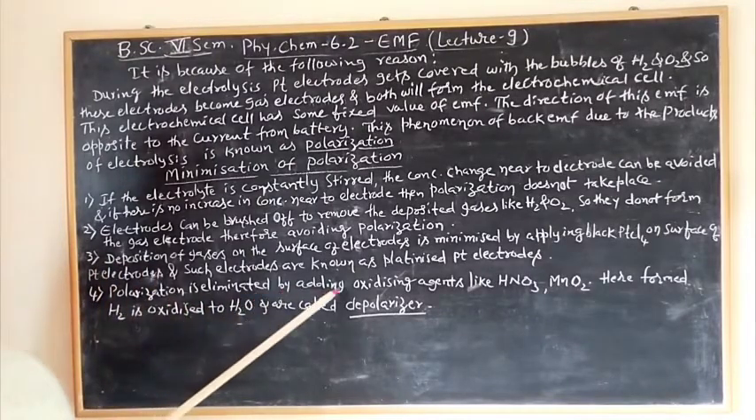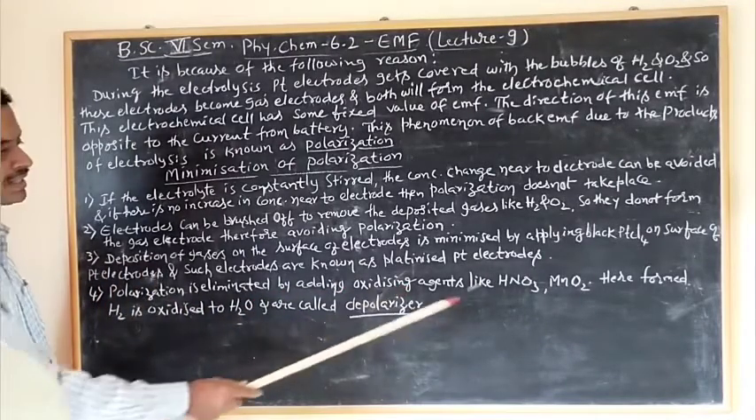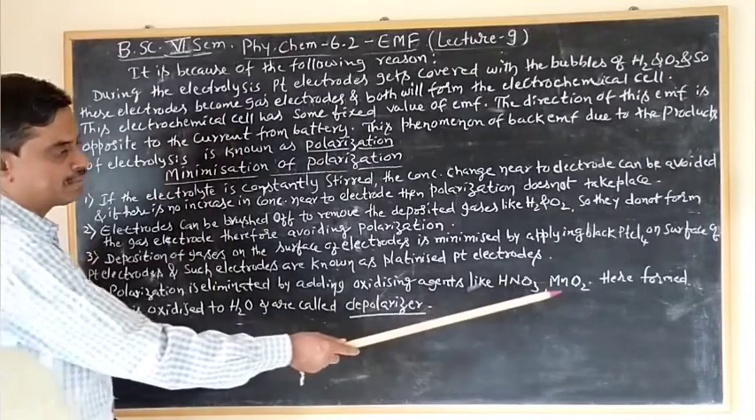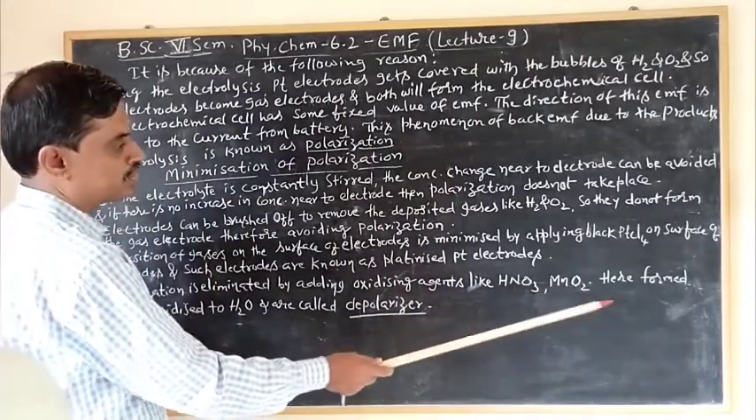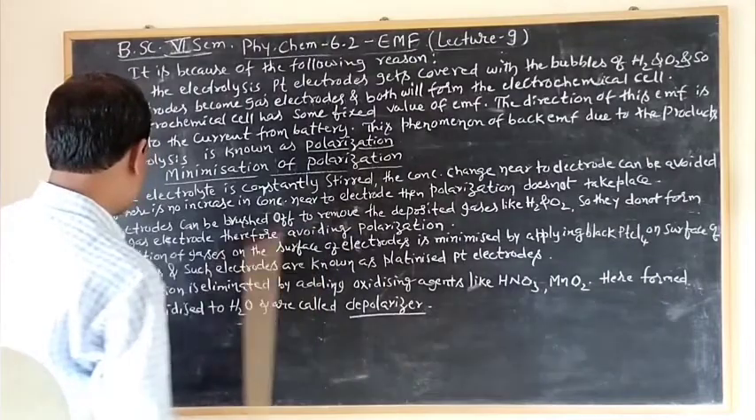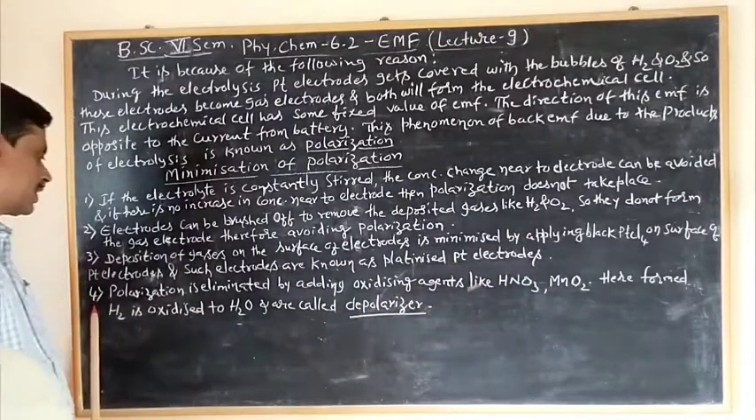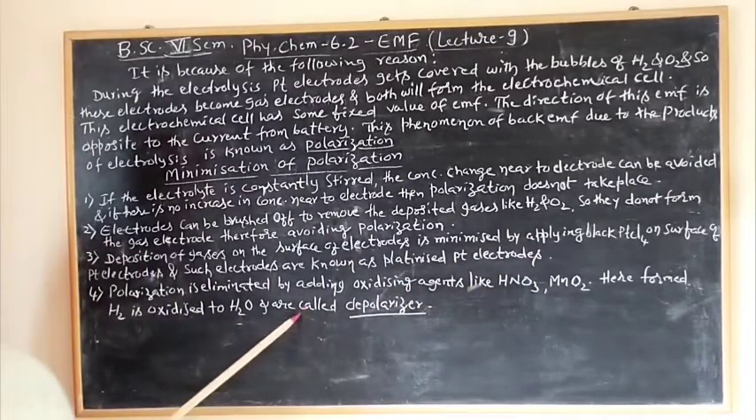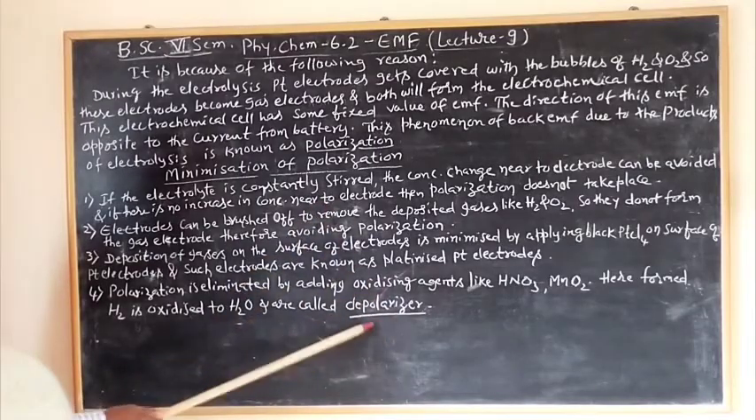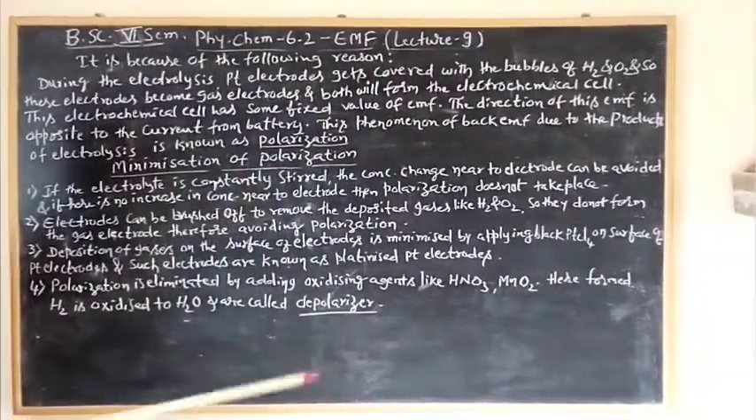polarization is eliminated by adding oxidizing agents like nitric acid or manganese dioxide, MnO2. So here the formed H2 is oxidized to water. Nitric acid will convert this hydrogen into water, or MnO2 will convert this hydrogen into water. So these are called depolarizers. By using these four methods, we can minimize the polarization.